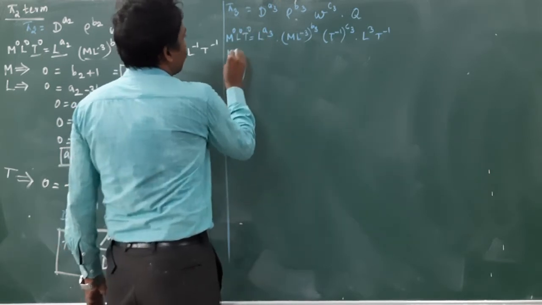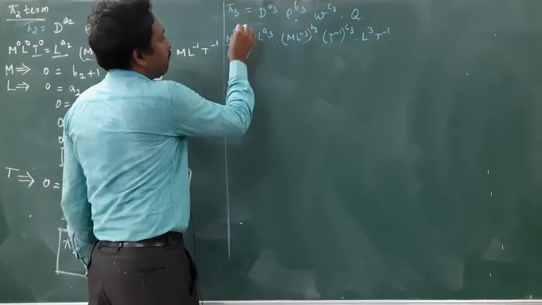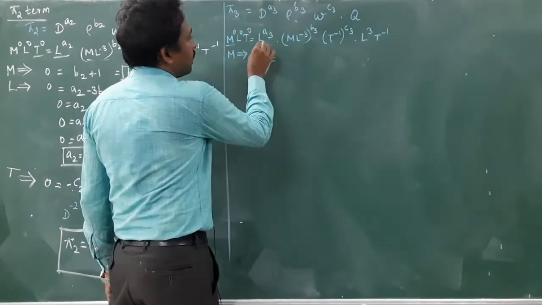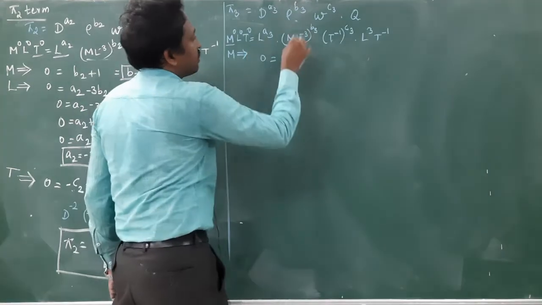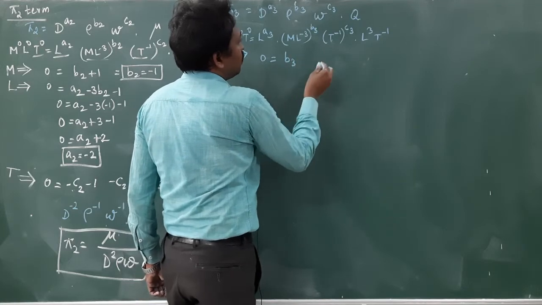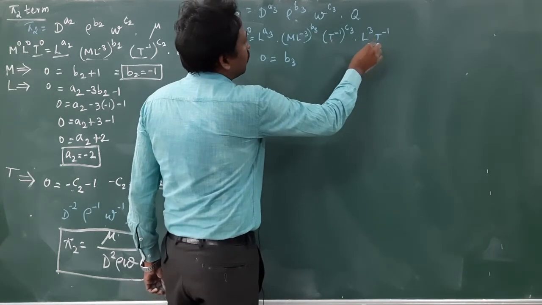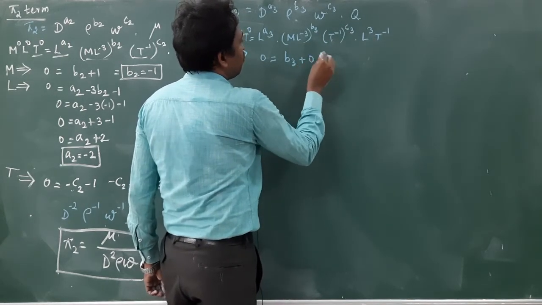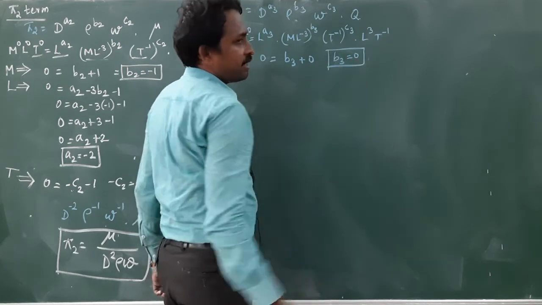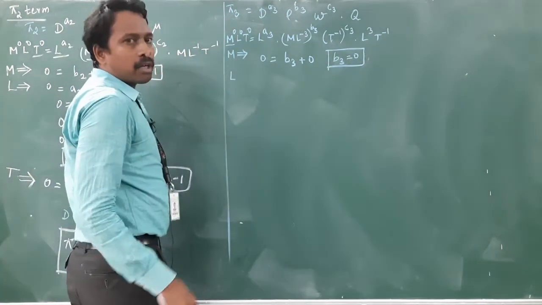Find out the power of M. From the left side the M power is 0, and on the right side the M power: here there is no M term, cancel this. Here M power is 1 whole to the power of B3, so B3. Next, here there is no M term. So B3 plus 0 equal to 0, then B3 equal to 0.